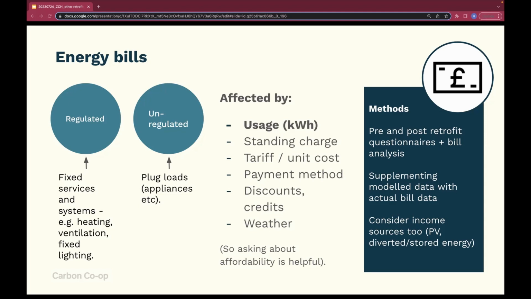So comparing someone's usage in pound terms before and after a retrofit is probably not going to tell you a great deal, because quite a lot of stuff could have happened in that time, none of which has to do with the actual work that you've completed.